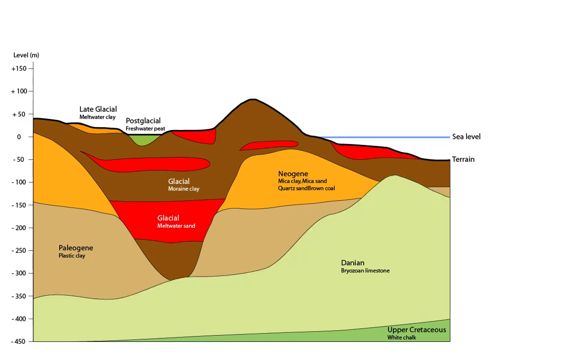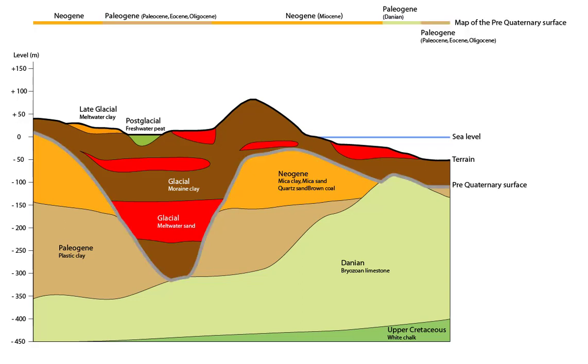Then I ask you to make a map showing the pre-quaternary surface. There are two maps describing this surface. First of all, there's the level of the pre-quaternary surface. That's what you see here. In this case here, the pre-quaternary surface is lying at approximately 0 meters, meaning close to sea level. And there's a distance of approximately 40 meters from terrain to the pre-quaternary surface.